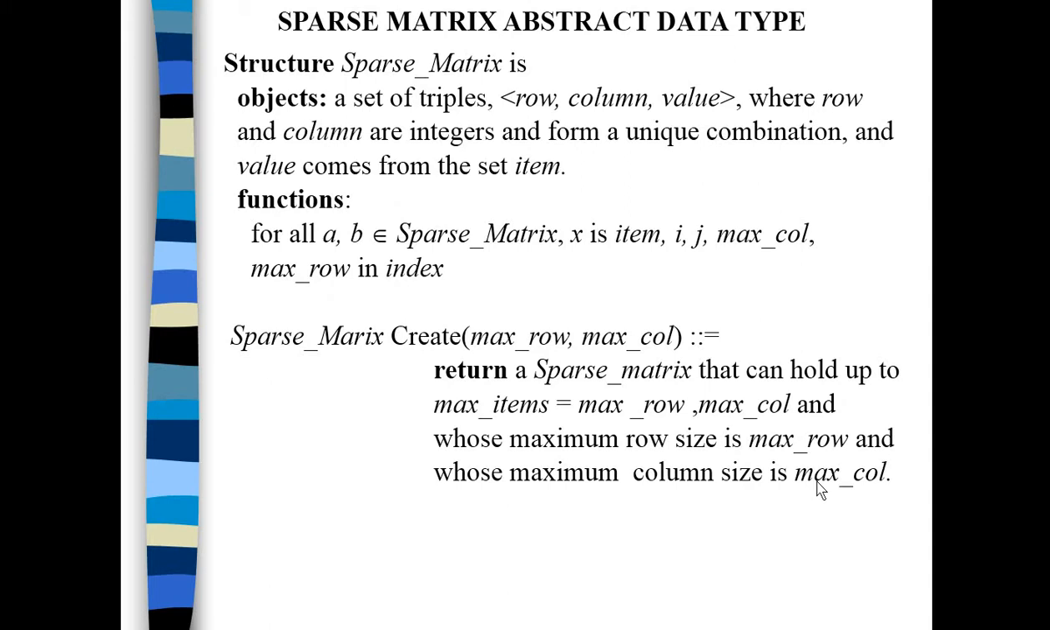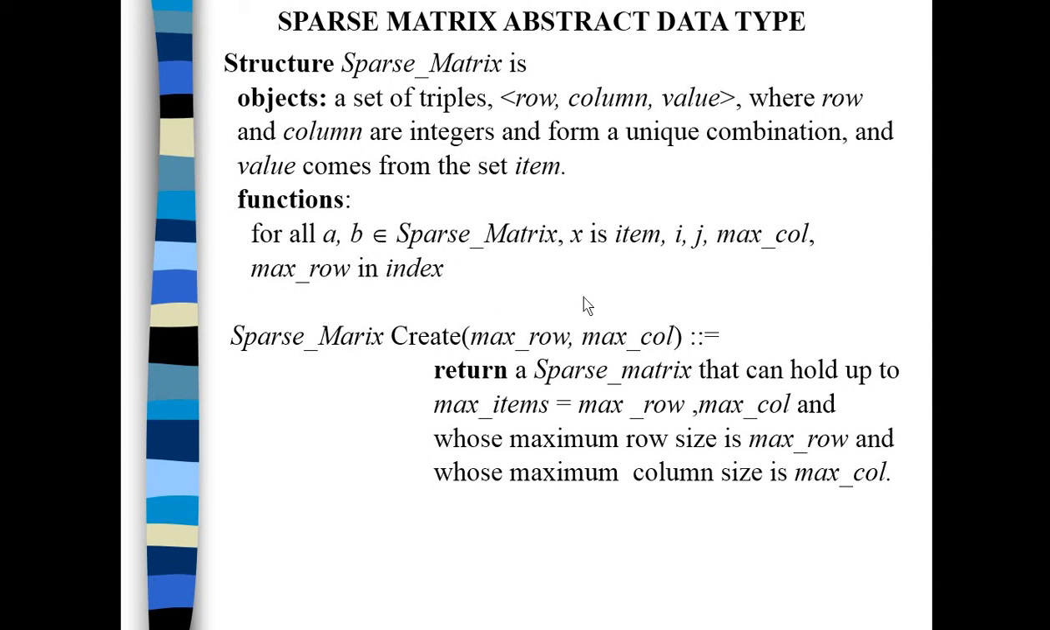Now let's see how we can create the sparse matrix abstract data type. Here we will use triplets: row value, column value, and the non-zero element we are going to store.